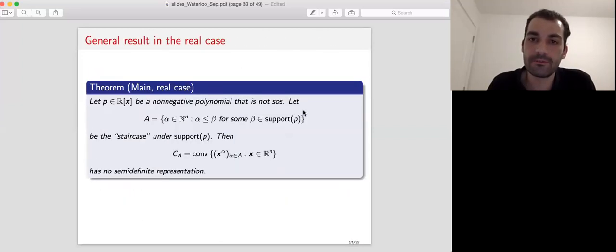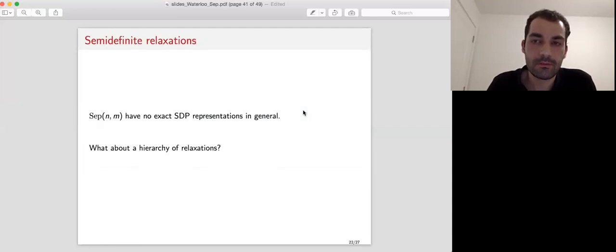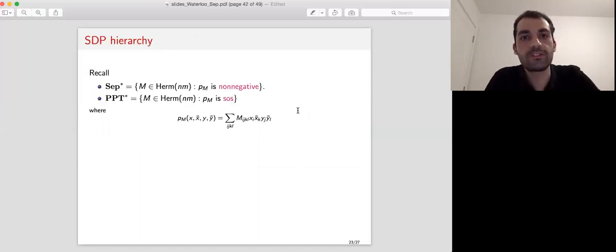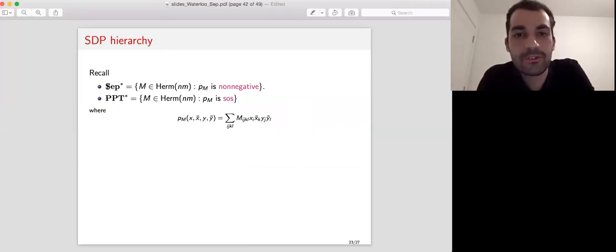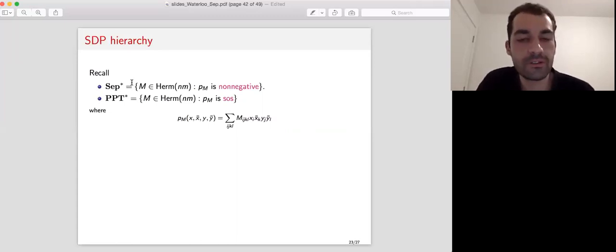Any other questions? Okay, maybe I will go to the hierarchies of relaxation. Again, I like to work on the dual side because it has to do with polynomials and so on. So we've seen that the dual of SEP are exactly the polynomials that are non-negative. The dual of PPT are the polynomials that are sums of squares. And we know that these are distinct when n plus m is bigger than 5.